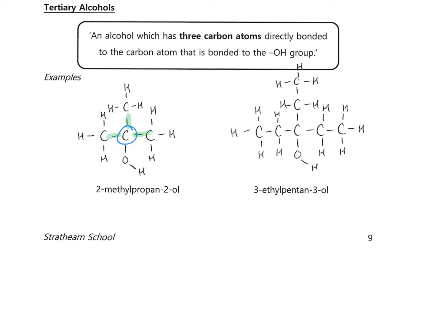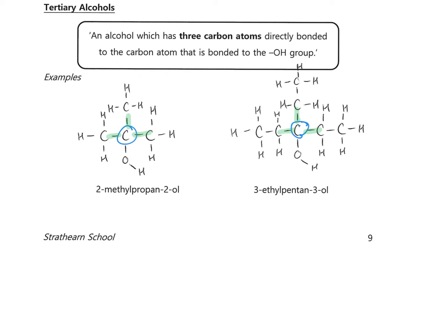And then with your 3-ethylpentan-3-ol, here's your carbon attached to the OH group, and it's attached to 1, 2, 3 other carbon atoms. And note with these alcohols, you have the alcohol group, the OH group, in the middle of the chain, and then there is also an alkyl group off that same carbon.